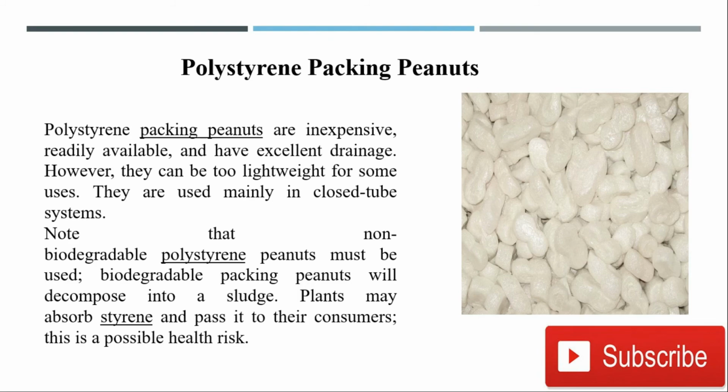Biodegradable packing peanuts will decompose into a sludge. Plants may absorb styrene and pass it to their consumers. That is a possible health risk. The styrene is a byproduct of the polystyrene packing peanuts. So we should know this while we are using it, and check its harmful effects on the human body, because ultimately the main things consumed by humans come from the vegetable section and other things that we can use as the source of medium.